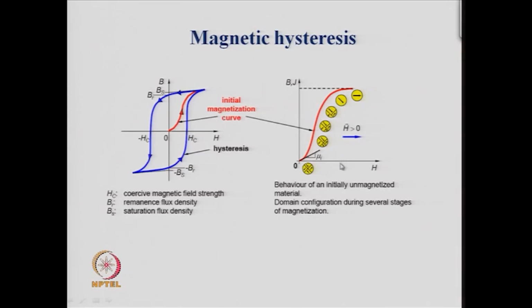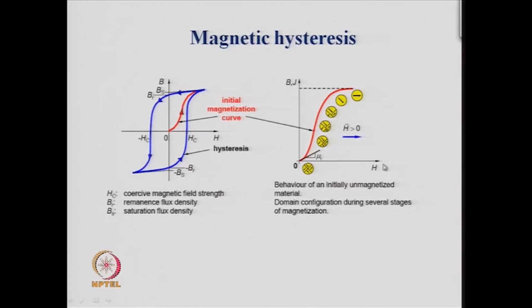Now, if you increase the field further, then the direction of this vector also becomes aligned with the magnetic field. So, that is the maximum, that is the final stage, that is when all the small domains have converted to one domain, and the vector in that domain has aligned with the applied magnetic field, and that is the maximum magnetization you get.